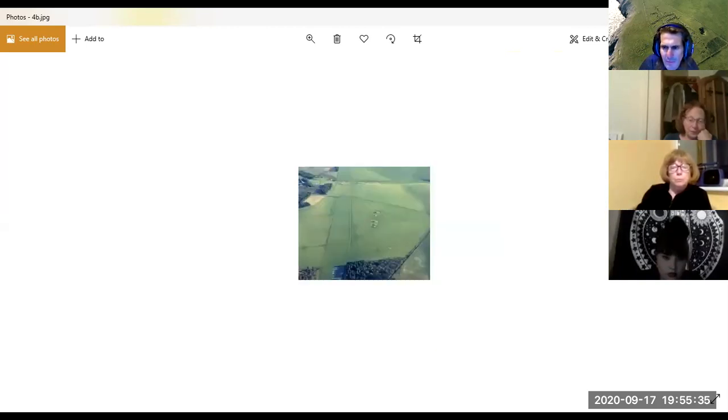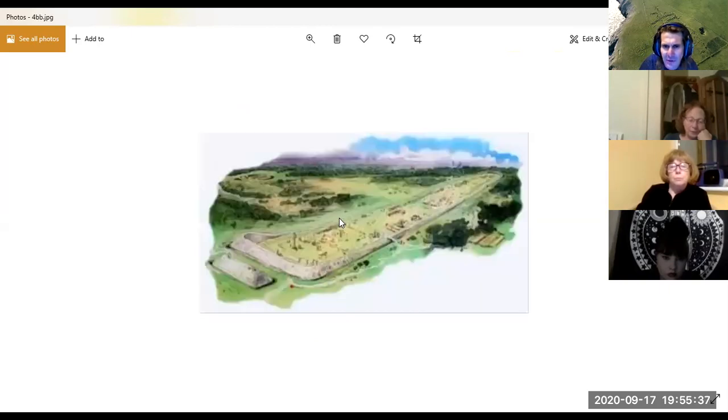So what I've decided to do is take on this list. Some things on the ground are very difficult to work out. So this image in front actually shows what's known as a Cursus Monument.